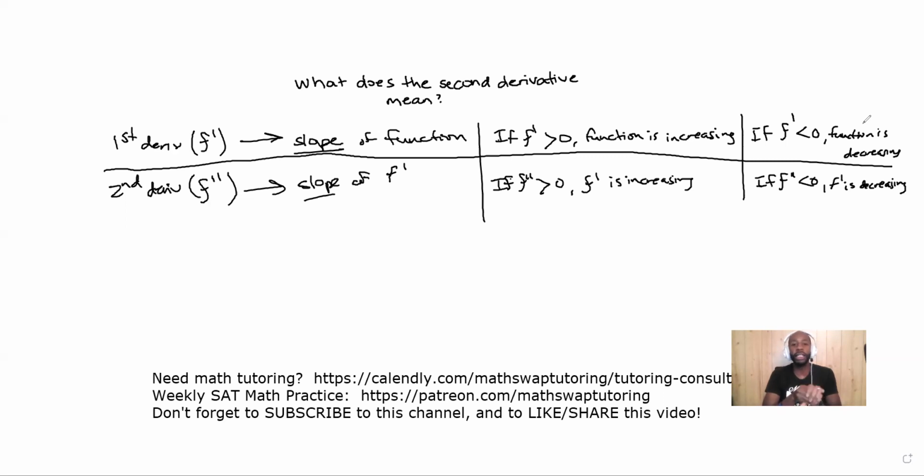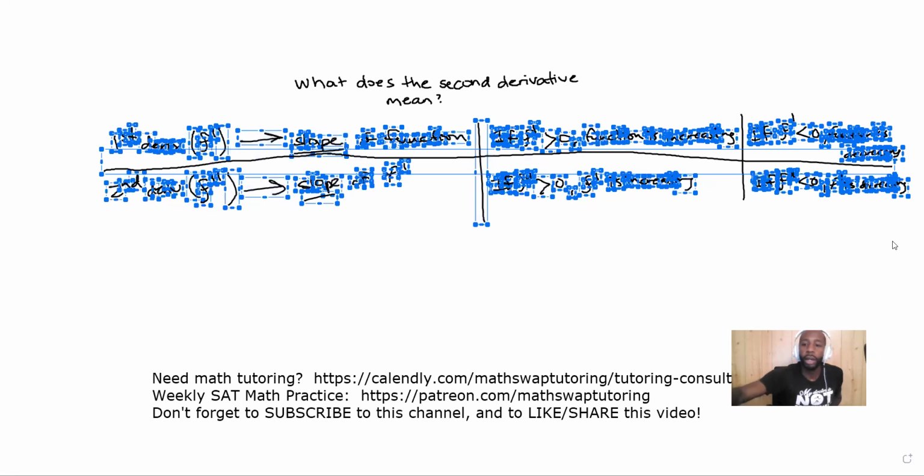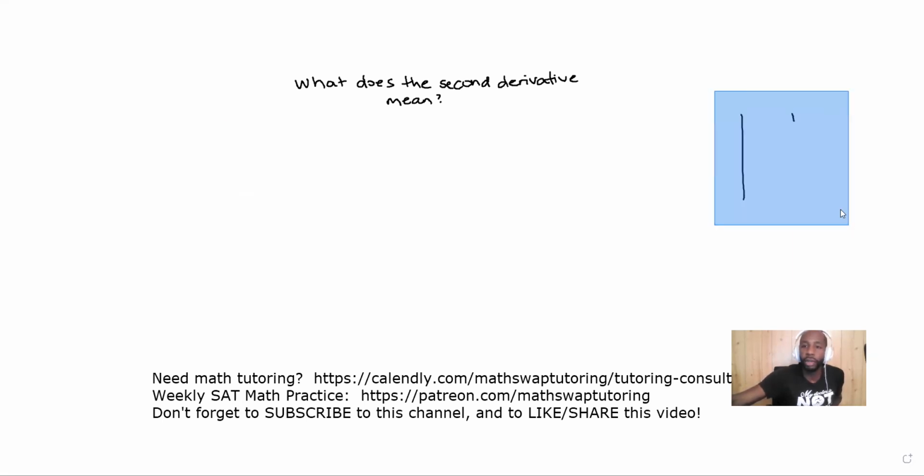Now, here's where we need to take this stuff to the next level. What we want to do is connect the second derivative to the original function. So you've got the original function, first derivative, second derivative, and now we want to connect the second derivative to the original function. I'm going to need some space here. All right, let's do this. I'm going to draw a few pictures.